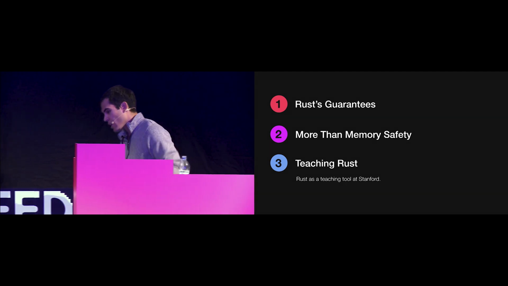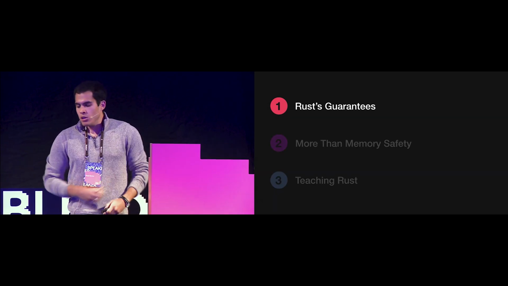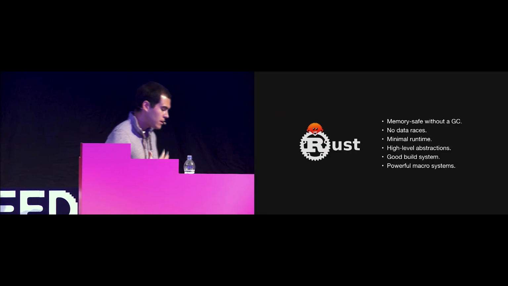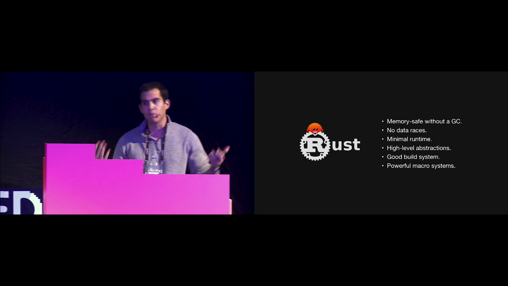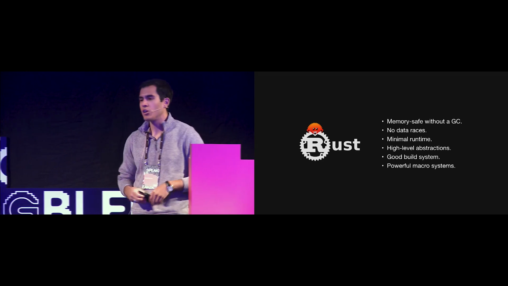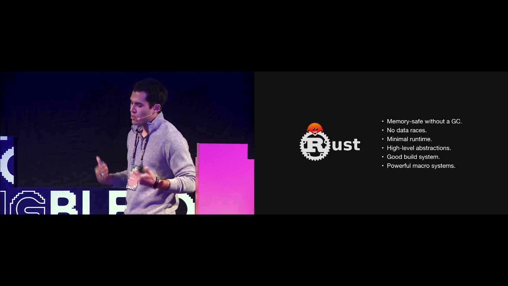OK, so that's what we're talking about. Let's start with Rust's guarantees. Rust is a programming language being developed. The funding for development is primarily by Mozilla Research, but it's an open source project. And as we already learned, it is memory safe without a garbage collector. You cannot have data races if your program compiles.